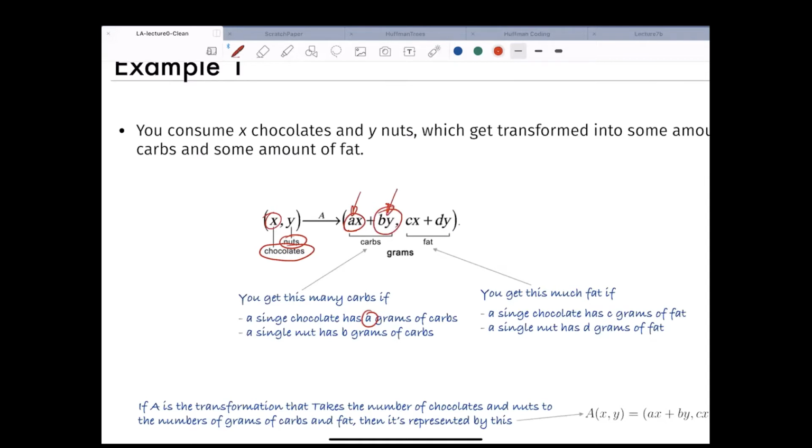If one piece, not from chocolate, from the nuts, if one nut had B grams of carbs, this is the total carbs that you've consumed. This is the total amount of fat that you've consumed, okay? Because each chocolate, of which you had X, had C grams of fat, and each nut, of which you've consumed Y, had D grams of fat. That's the total grams of fat.